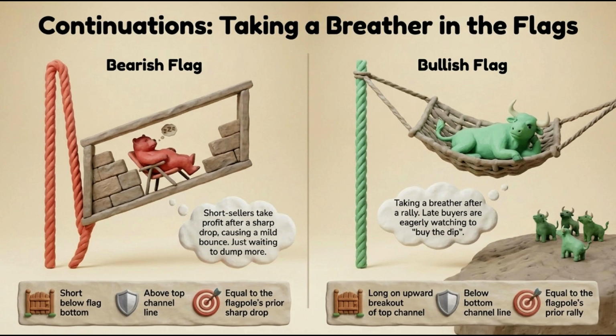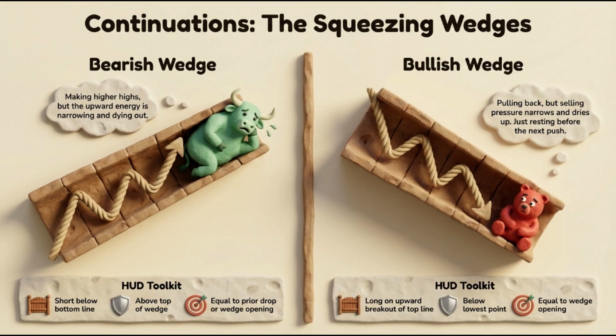Wedges are patterns where the price range starts to narrow, or squeeze. A bearish wedge makes higher highs, but you can see the upward energy is dying out and narrowing. A bullish wedge shows the price pulling back, but the selling pressure is drying up as the bear gets tired, resting before the next big push from the bull. Think of a wedge like a spring being compressed. Eventually, it has to pop in the direction of the opening.